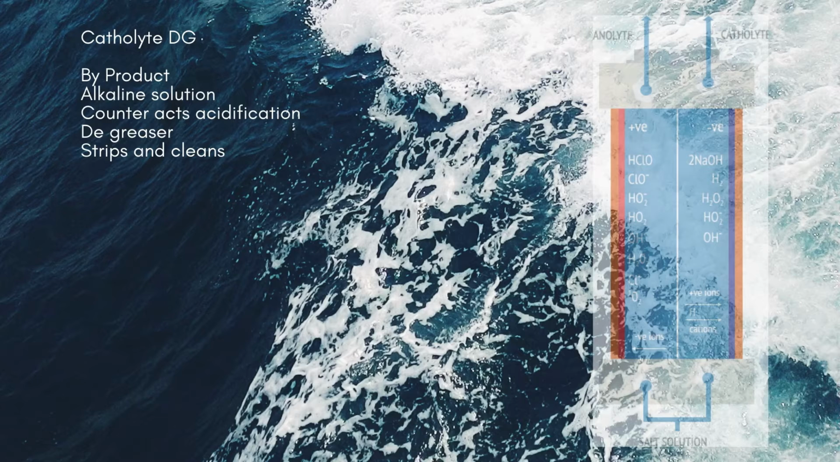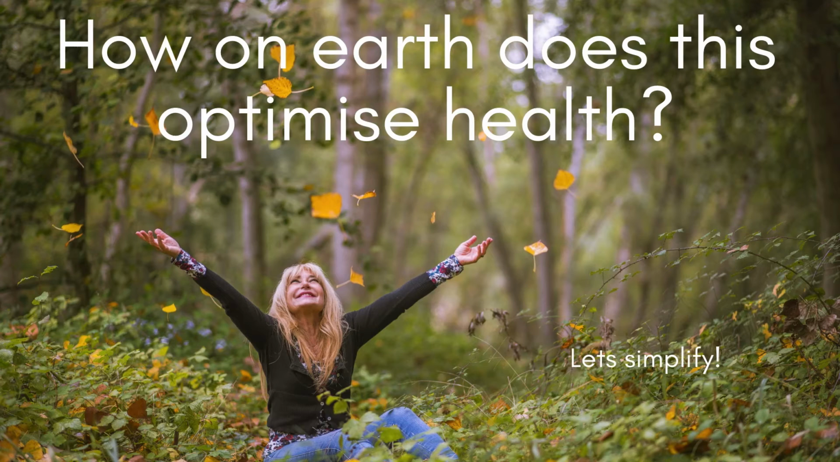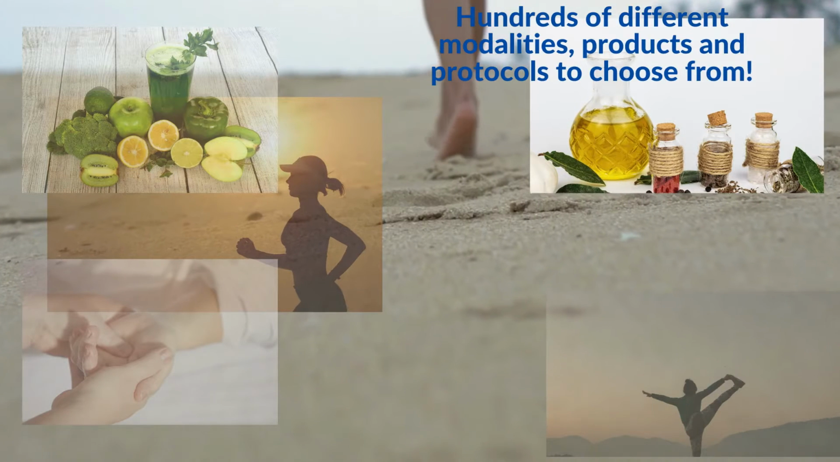Catholyte DG, being the byproduct of the manufacture of analyte NTL, is an alkali solution without chemical additives, rich in biophotons that counteract acidification and acts as a degreaser. It is a highly effective detergent and cleaning agent that is able to strip and clean hard surfaces of scale, hydrocarbon deposits, and bacterial films. So the question is now on our minds: how on earth do these two products have anything to do with optimizing our health?